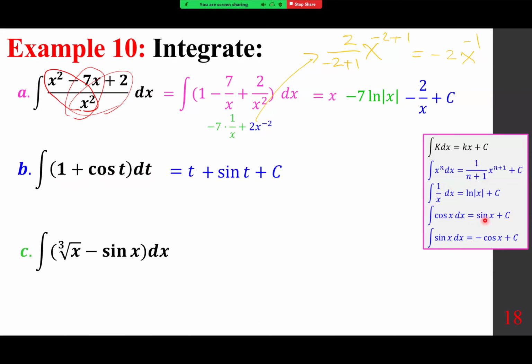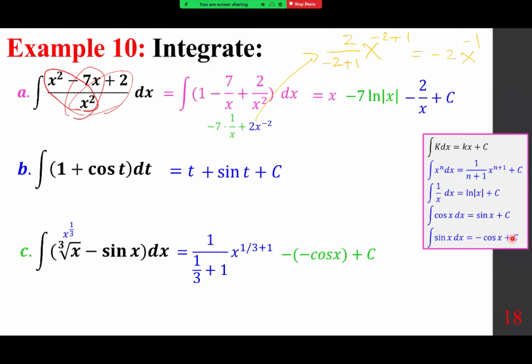The integral of cube root of x minus sine x dx, first and foremost, we're going to change this to x to the power of 1/3. Therefore, we can use the power rule on that. 1 over 1/3 plus 1, x to the power of 1/3 plus 1. Minus, the derivative of sine is cosine, but the integral is negative cosine. So minus negative cosine and a constant.